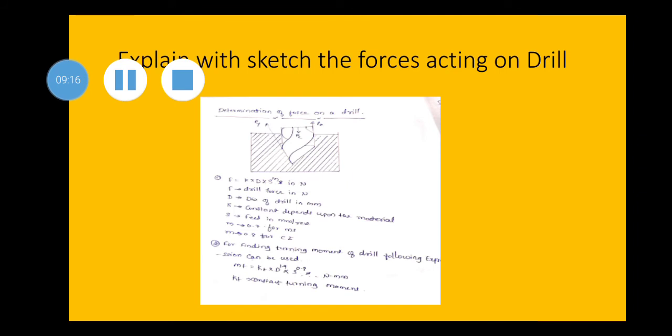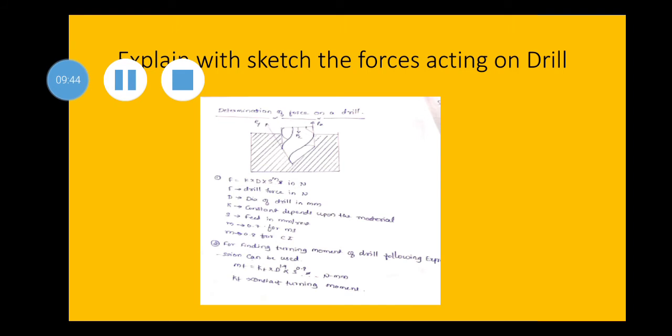Next question: explain, with a sketch, the forces acting on a drill. Here the drilling forces Px, Py, Pz are the forces applied. F is the drill force, F = K into D raised to (some power) into S raised to M, in Newton. D is the diameter of the drill, K is a constant, S is feed. M is 0.74 for mild steel. M is equal to 0.84 for cast iron.